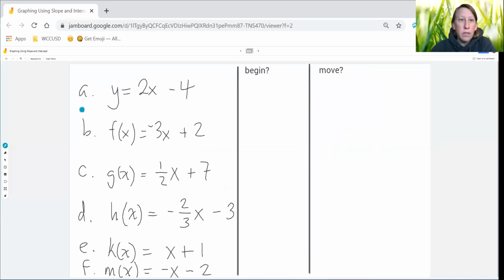All right, let's play with this right now. So all of these are in y equals mx plus b form. Now this first one, I randomly used the y because sometimes you see it that way.